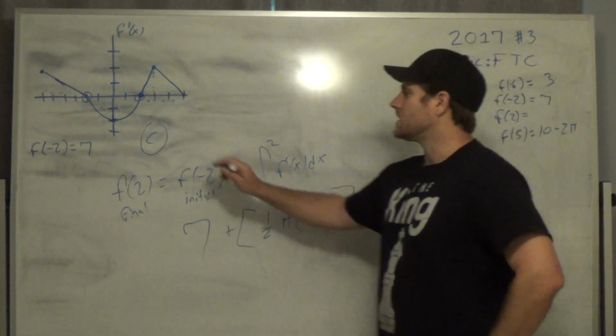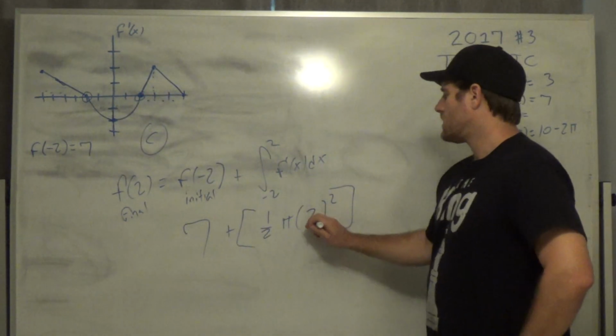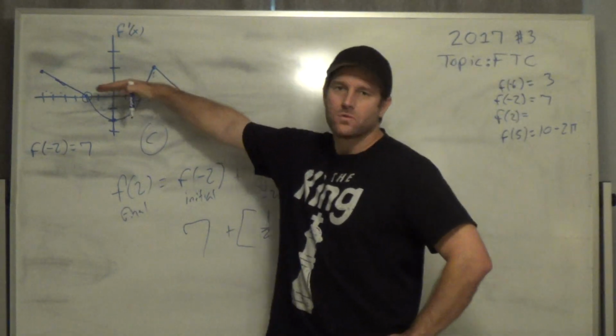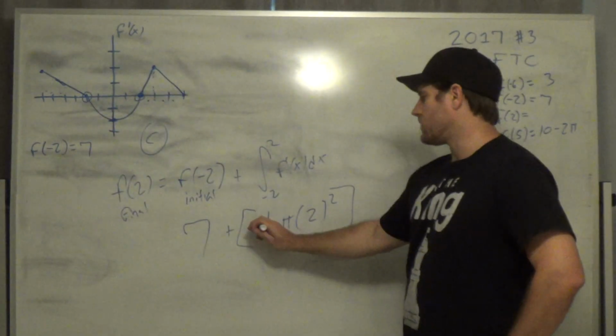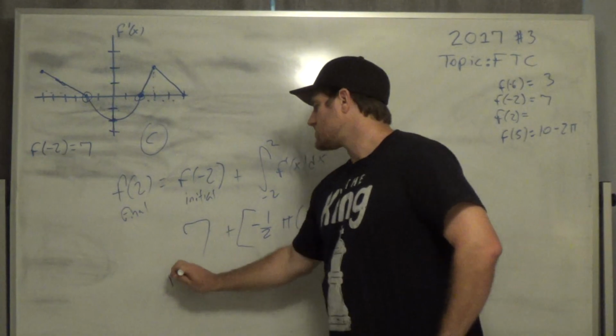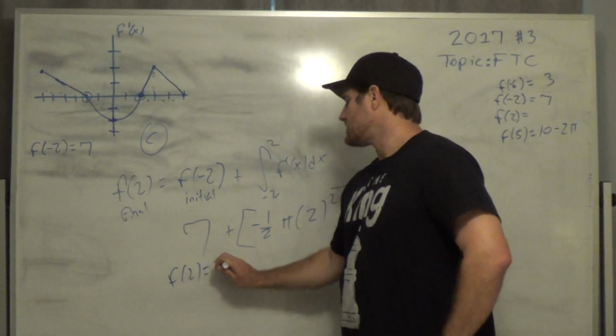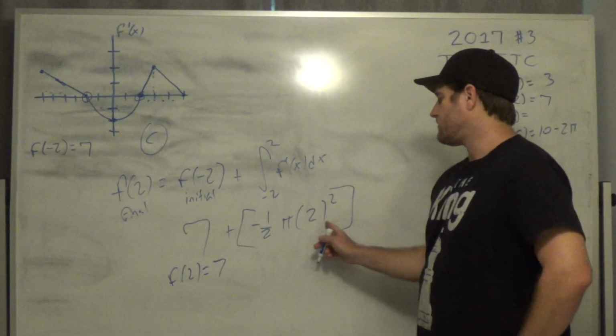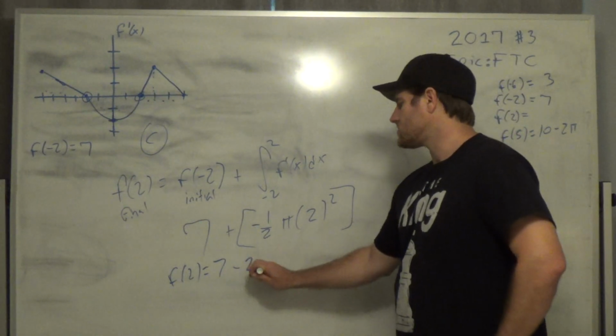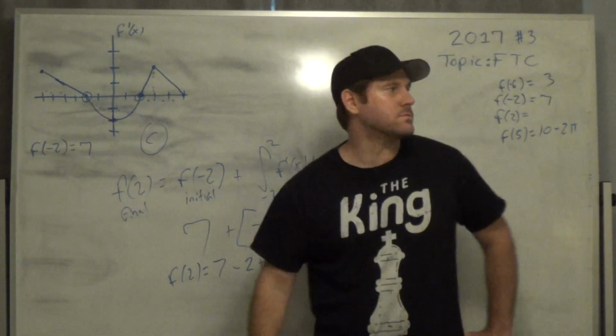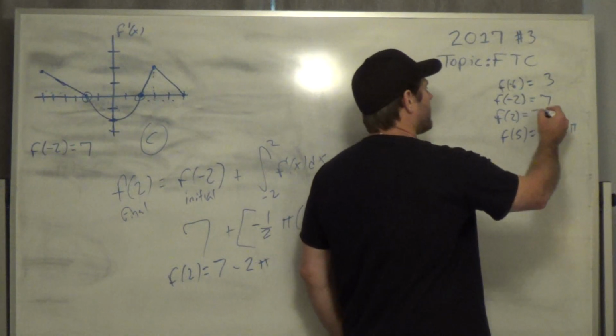The radius we already said is 2. And because the area is below the curve, again, we got to have a negative in front. So if we just simplify this, f of 2 is 7, and then this is 4, half of 4 is 2, so minus 2 pi. 7 minus 2 pi.